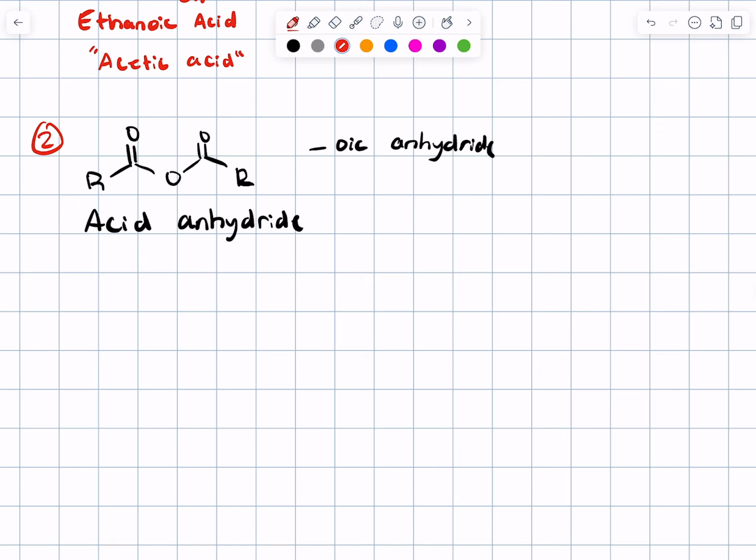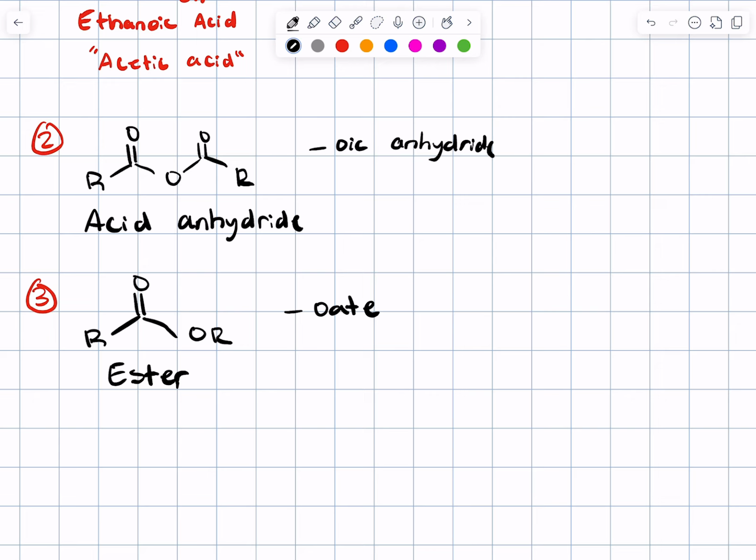Okay, next, in order of priority, we have an R group, then double bond to an oxygen, single bonded to an OR. So now there's just an oxygen separating you from further details. This is called an ester, and the suffix that this gets is oate.